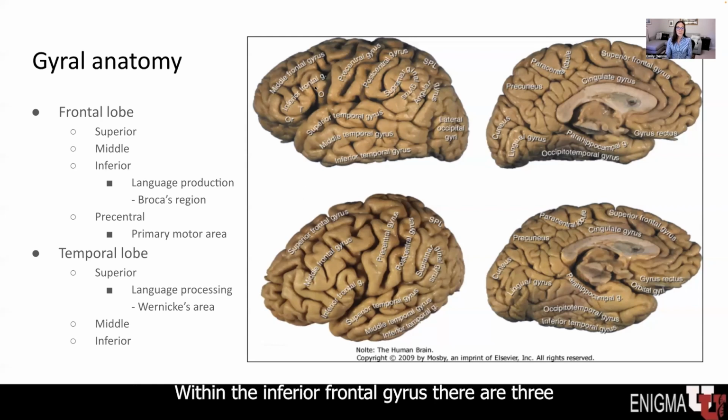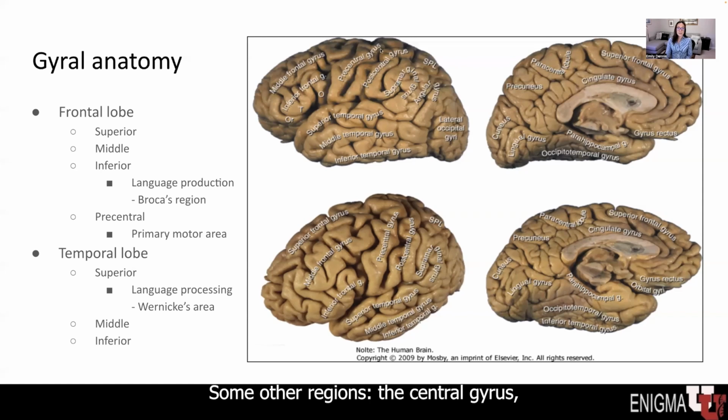Within the inferior frontal gyrus, there are three subregions called the pars orbitalis, the pars triangularis, and the pars opercularis. And together, these are called Broca's region. This is an important area for language production. It's called Broca's region because of Dr. Broca, who discovered that these are important for language production. He had a patient who had lesions in this area and could only say the word "tan." That was the only word that he could produce. So this was called Broca's aphasia.